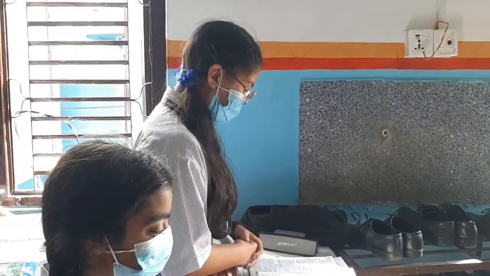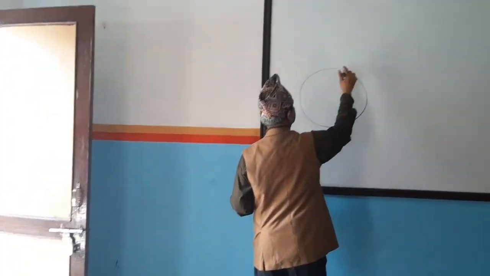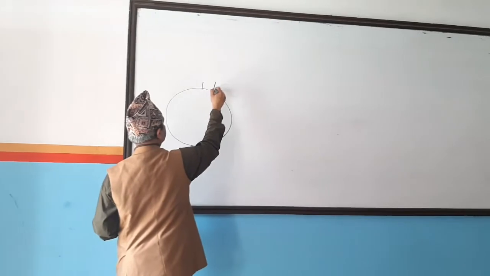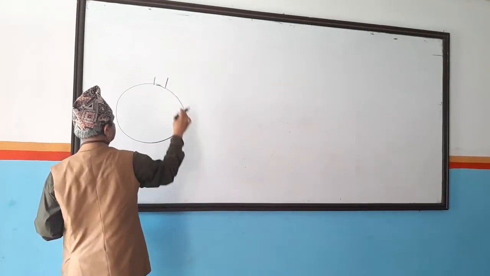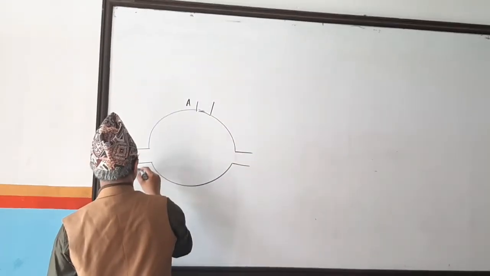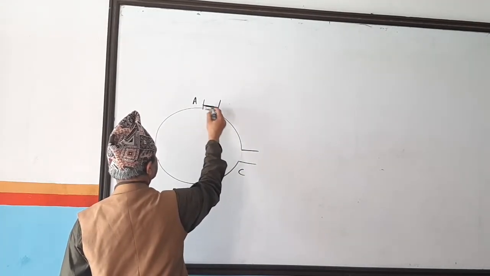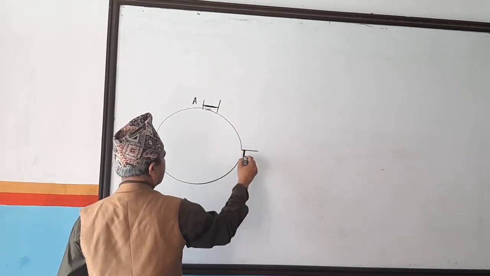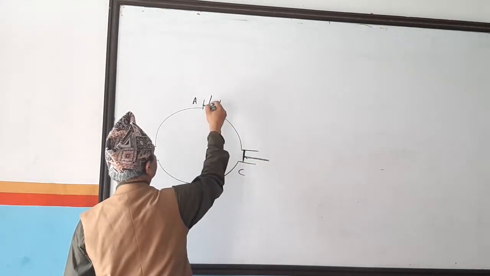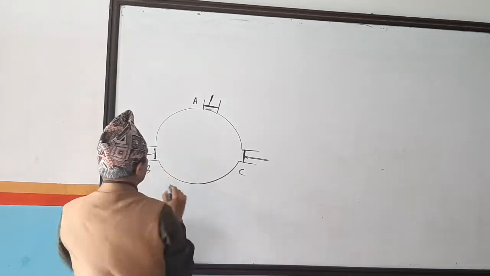Good. So we have this question. One structure is like this. How many pistons are fitted? How many pistons are there? 3 pistons. Here is A, here is B, here is C. This is called piston. It can move up and move down. In A, what is given?